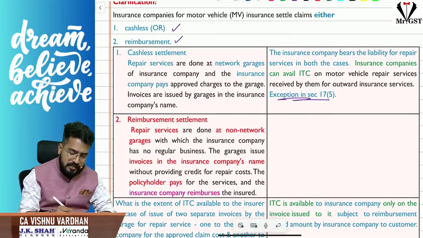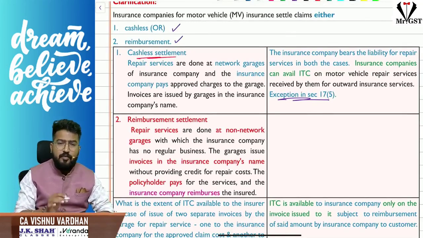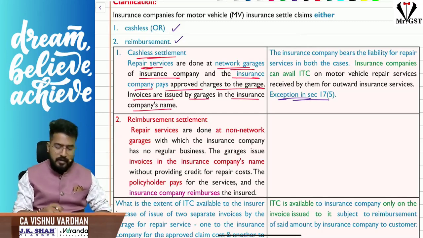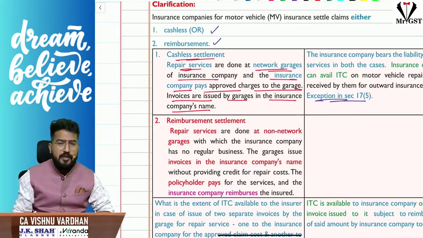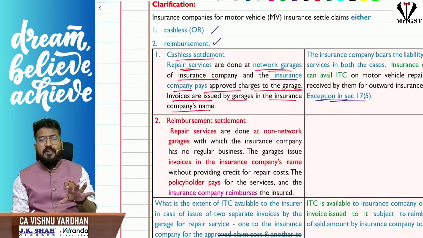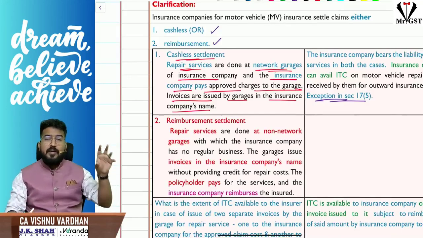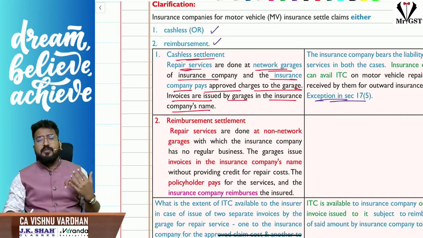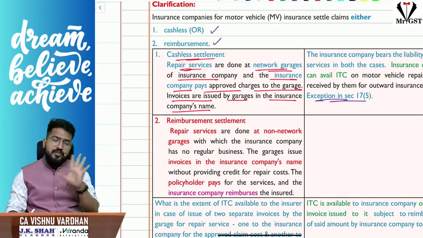What does it mean, sir? Cashless means the repair services are done at network garages of the insurance company, and the insurance company pays approved charges to the garage. Invoices are issued by the garage in the insurance company's name. Now see, for example, my vehicle got damaged, I will hand over the vehicle to the insurance company. The insurance company will take that vehicle to the garages with whom the insurance company has MOUs. So within their network garages, they will do the repairs.